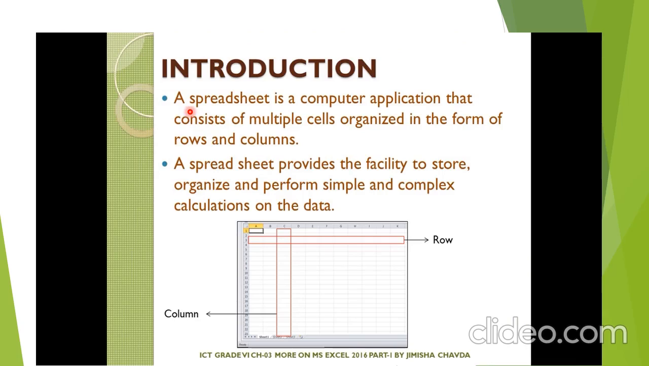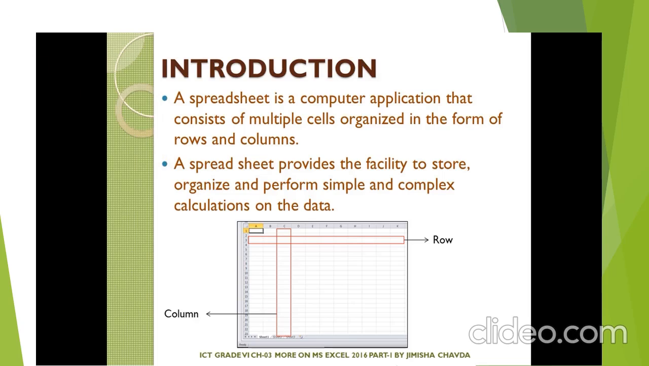First we discuss what is a spreadsheet. So a spreadsheet is a computer application. Okay, so this is a software application that consists of multiple cells organized in the form of rows and columns. You can see in the image it consists of rows and columns, and a spreadsheet provides the facility to store, organize and perform simple and complex calculations on the data. Okay, it is very helpful for calculation purposes. We can store a large amount of data in a spreadsheet. Okay, it will be stored in the form of rows that you can see in the image, and in the columns also you can see in my image. So hopefully everyone understands what is a spreadsheet.